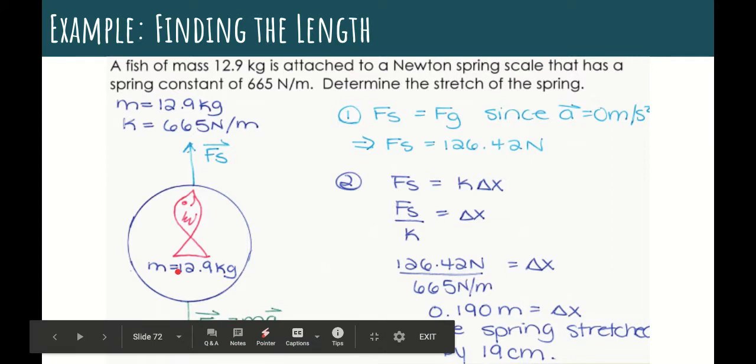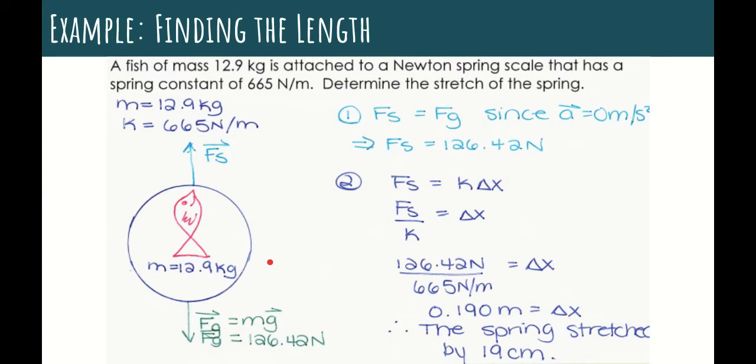So if we know his mass is 12.9 kilograms, I have to stop moving this mouse so that little menu stays out of the way. If you look just beneath this in the green writing, you have the force of gravity is equal to mass times the acceleration of gravity. So we're going to have 12.9 times 9.8, and that gives us 126.42 newtons. So we know that the force of gravity acting on the fish is 126.42 newtons.